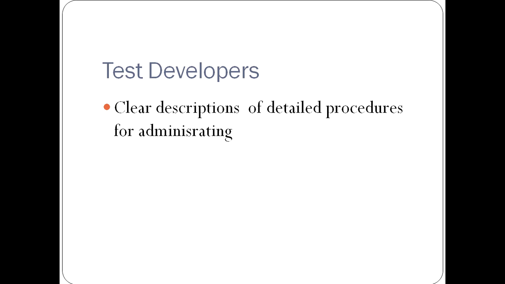For test developers, they need to have clear descriptions of detailed procedures for administering all tests that they create. And this includes giving them information on how to do it in a standardized manner. In other words, uniformity. You want to make sure that everybody is sitting at the same type of seat, same type of desk, same materials. They have to have all the same and are told the exact same thing in order to ensure that there is reliability and validity in the tests that they're taking.